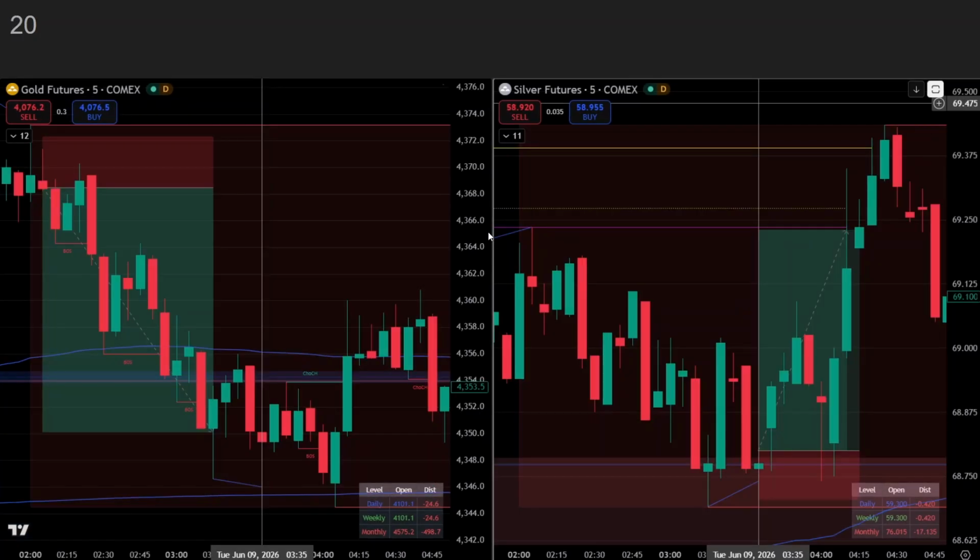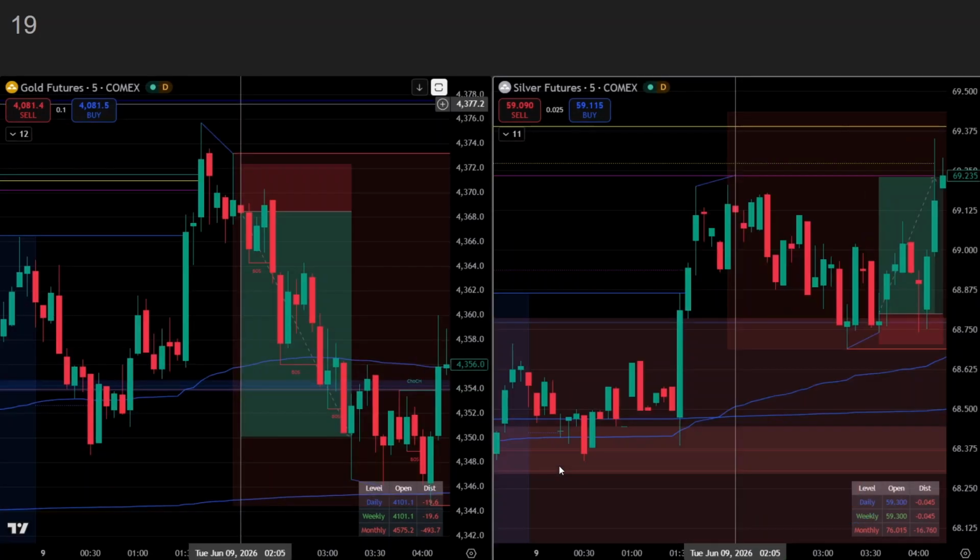What's it called? PM session highs. These are PM session highs from yesterday. So once it mitigated it, that's your TP, and your entry would be because of the new week opening gap down there. And yeah, it took out a bunch of liquidity.